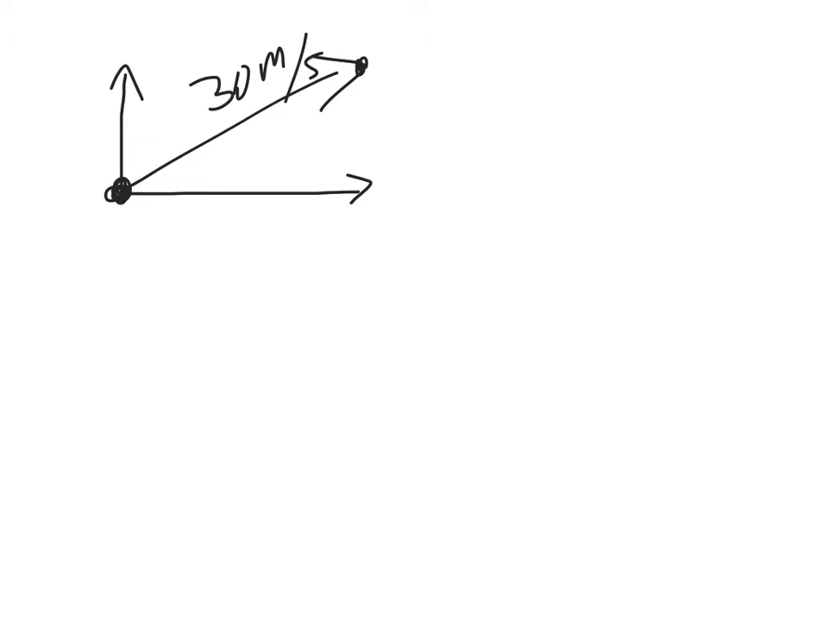There's also another way to do it. So let's say same 30 meter per second vector.